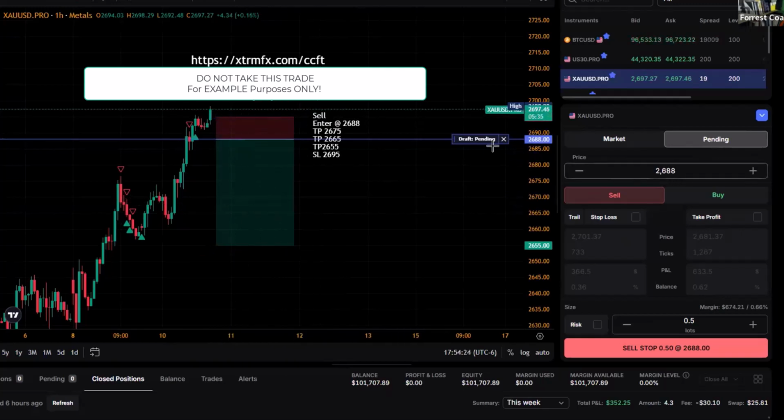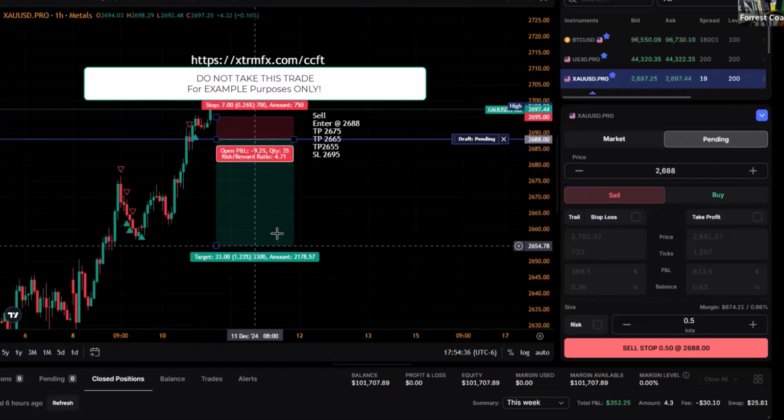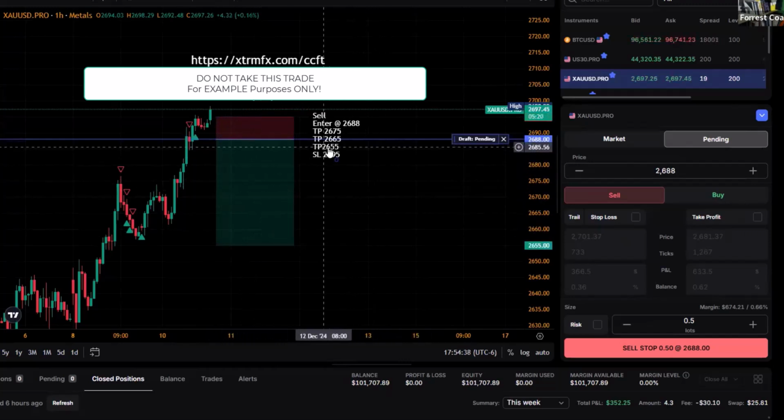I like that. Very simple. That's my entry area for my pending order, which means if price decides to turn around and come back down this way, it's going to enter here. Again, do not take this trade. It's for example purposes only. It's going to enter here and it's going to take off and head down in this direction. If it stays in all the way to 2655, we're going to see how much money we can make, right?